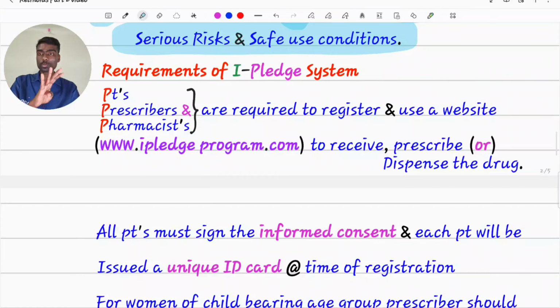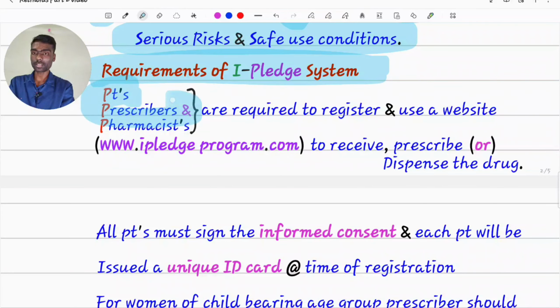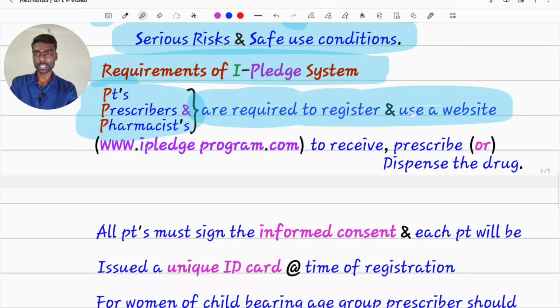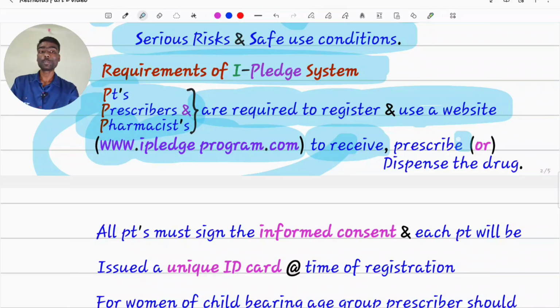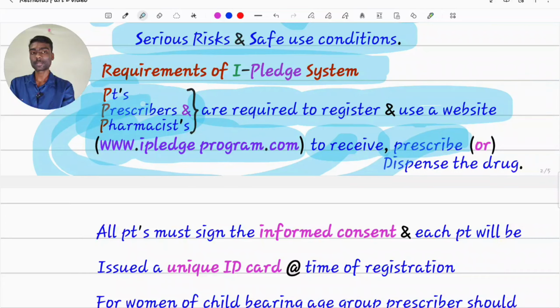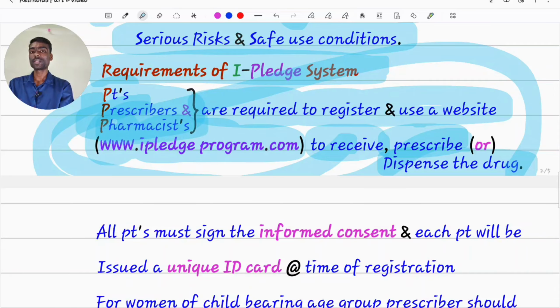All these three groups should know what they are prescribing. Patients should know what they are receiving, how dangerous it is. For that, what are the requirements of the iPLEDGE system? Patients, prescribers, pharmacists, all are required to register and use a website. What is that website? www.ipledgeprogram.com. To receive, who will receive the drug? Patients. To prescribe, who will prescribe? Doctors. To dispense the drug, who will dispense? Pharmacists. All three groups should register on this website.